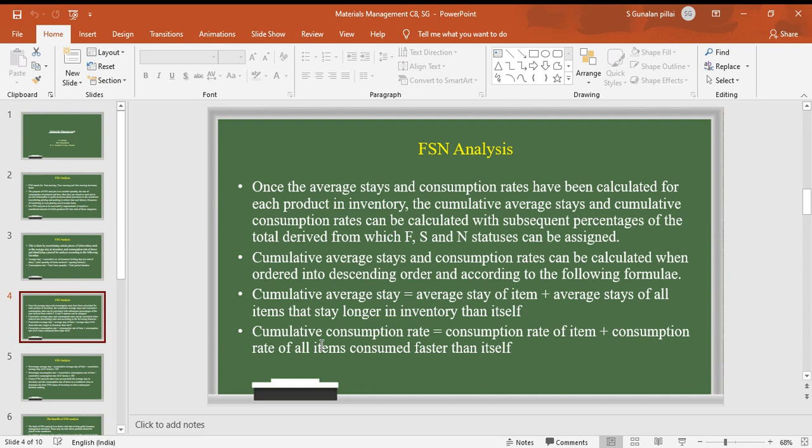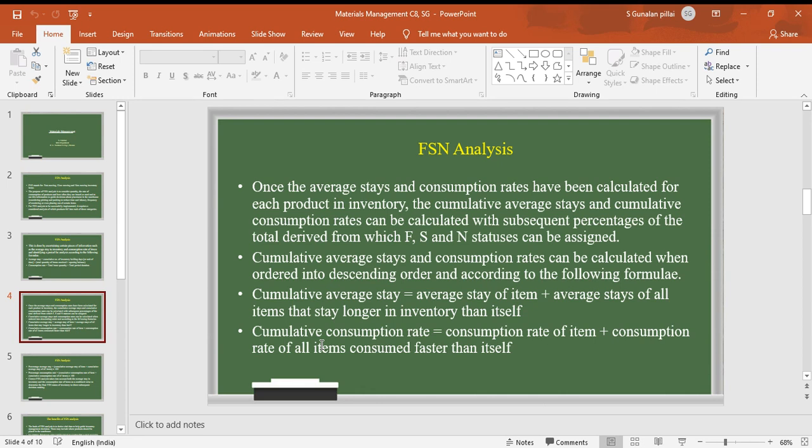So cumulative average stay and consumption rates can be calculated when ordered into descending order and ascending order by the following formula. There is a technique in the store where we can purchase the product in descending as well as ascending order. It is a different segment. I don't want to include it in this FSN analysis. We will go through it and then see it another day in that particular discussion.